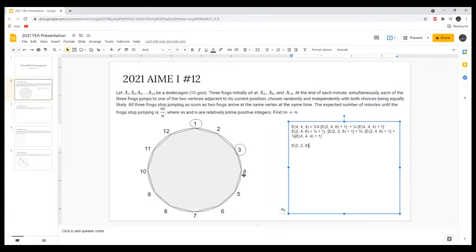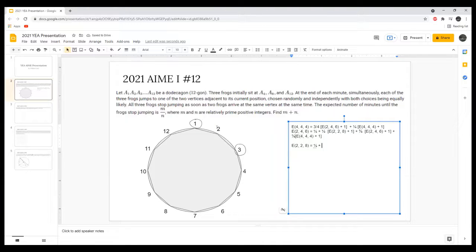So let's say that the frog at point 2 moves to point 3. Then there's a 1/2 chance that the frog at point 4 moves over to point 3 and we'd be done. So the probability of that happening is 1/4.